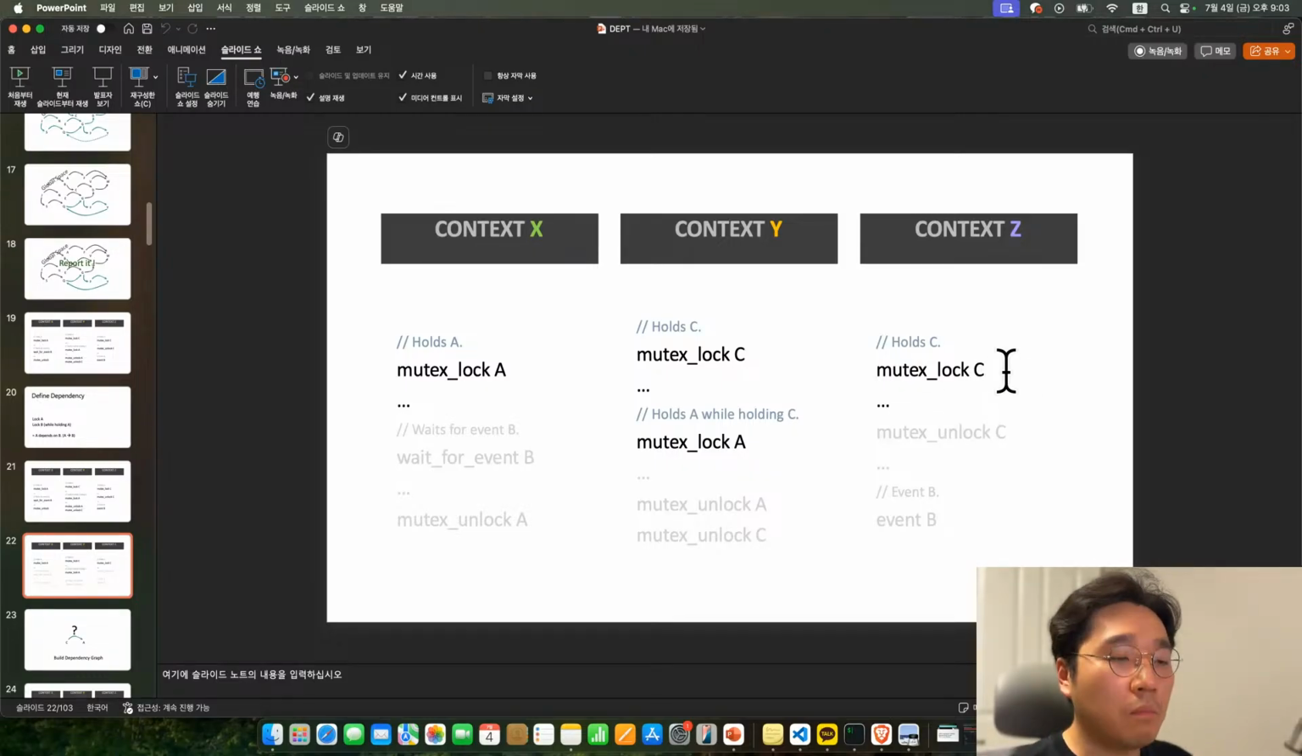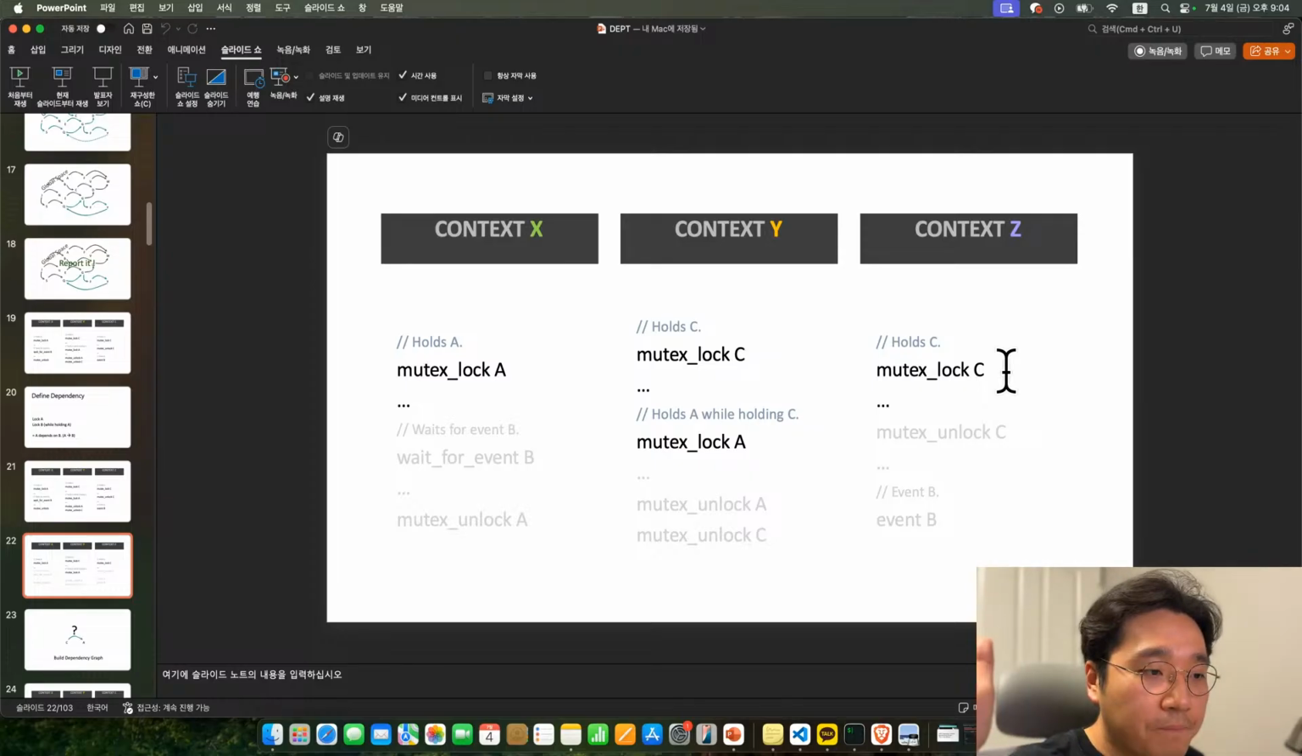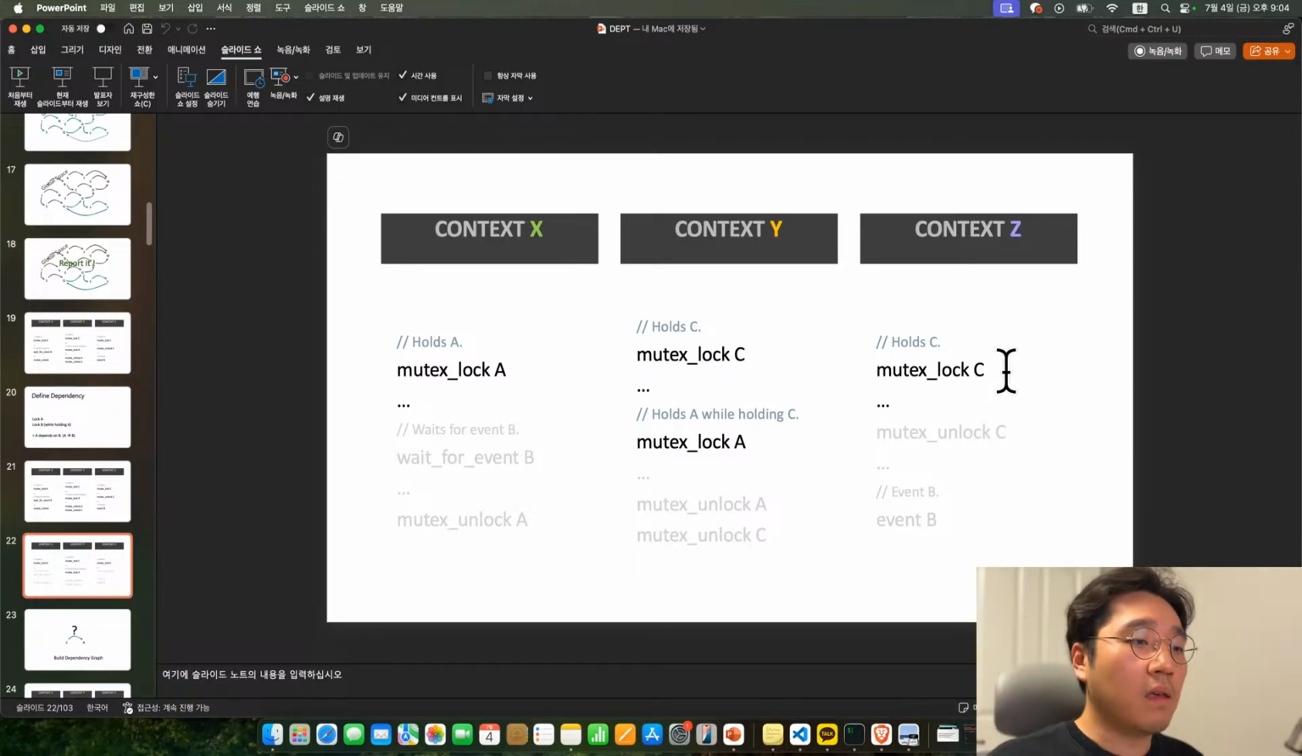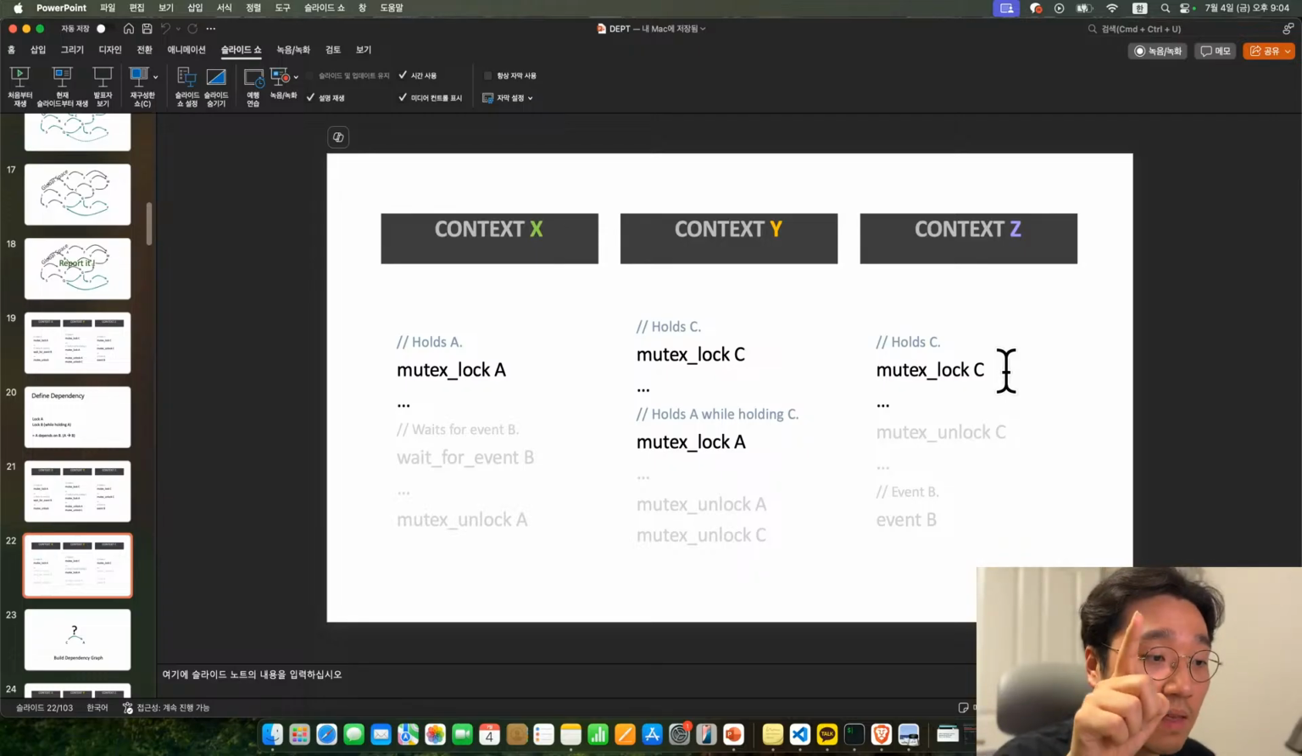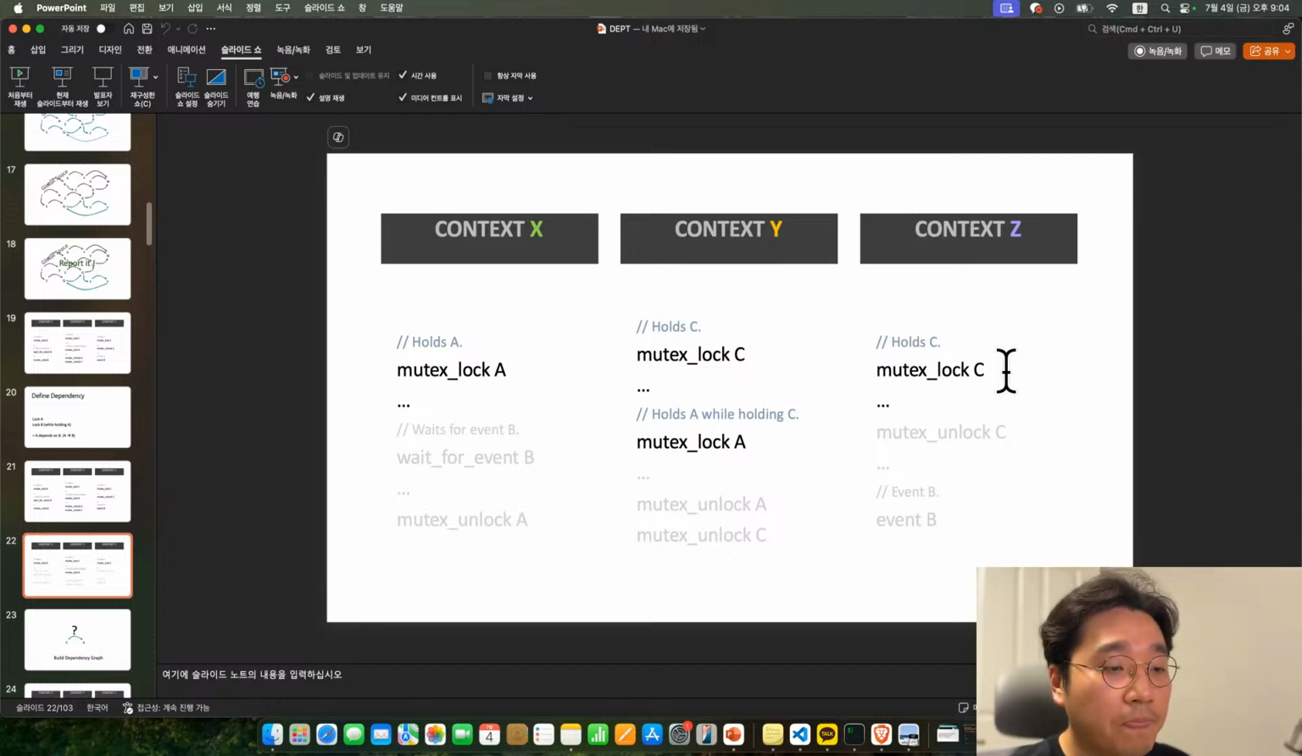As you know, with mutex or some lock functions, if the lock is held, they are waiting, right? And if nobody holds the lock, they can hold the lock from their context, and they execute their critical section code, right?